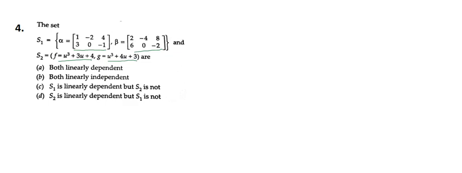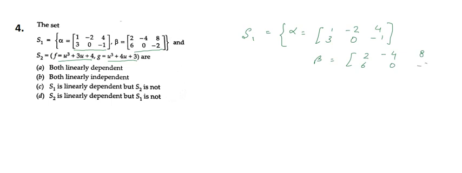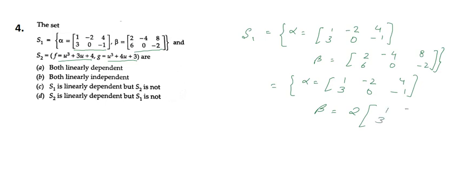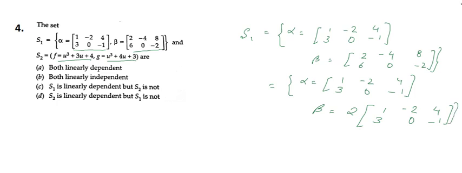Okay, so let us take our set 1. So for set 1 we have alpha equal to (1, 3, -2; 0, 4, -1), and beta we have (2, 6, -4; 0, 8, -2). So we can also write beta by taking 2 common and we are left with (1, 3, -2; 0, 4, -1). So we can see that here we have beta equal to 2 alpha. Hence S1 is linearly dependent.